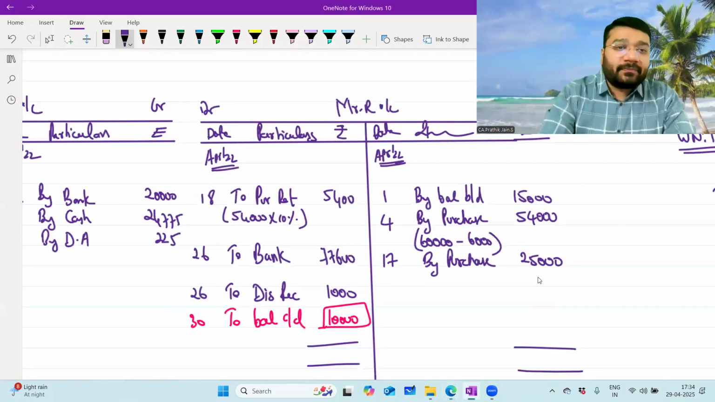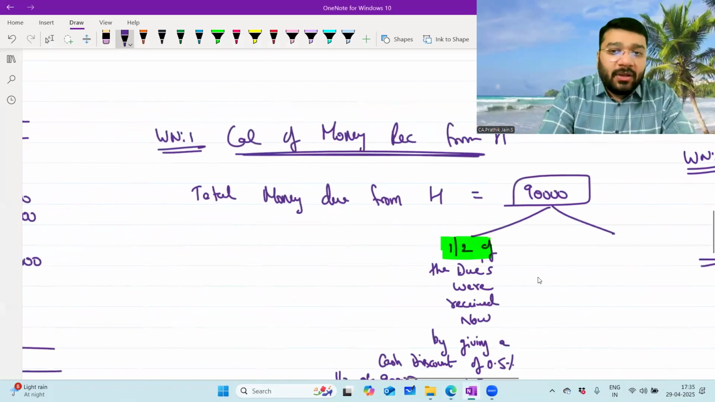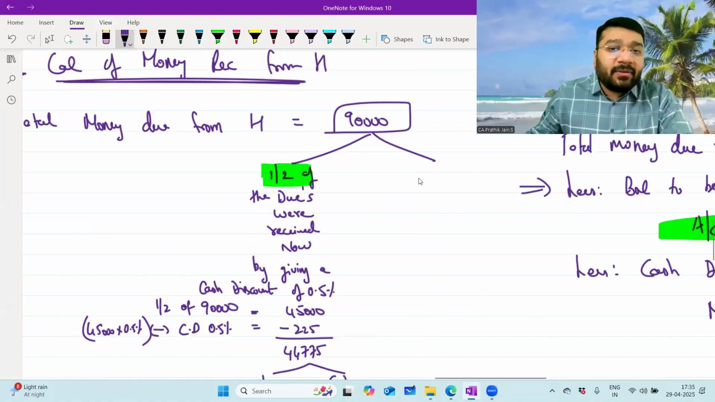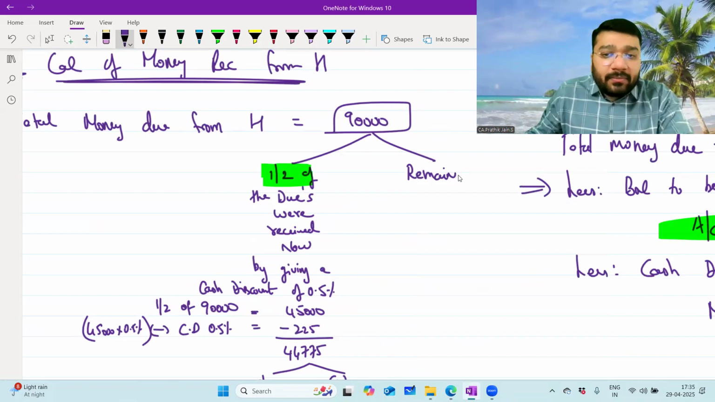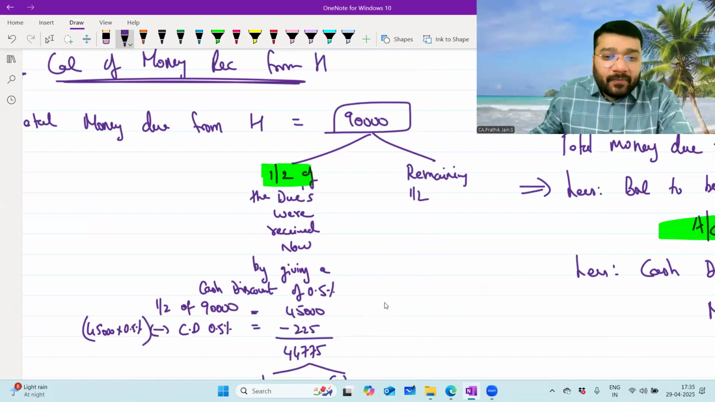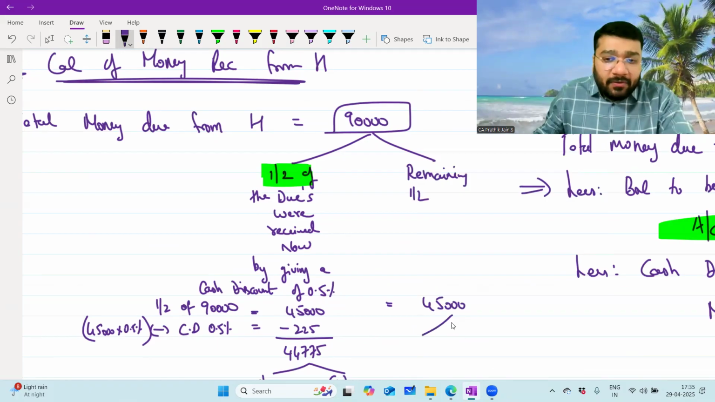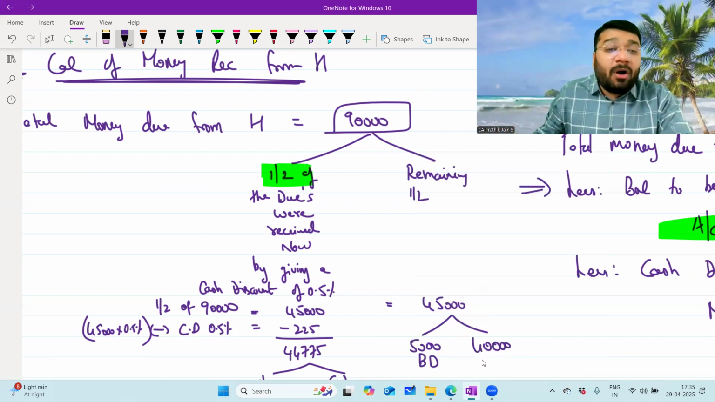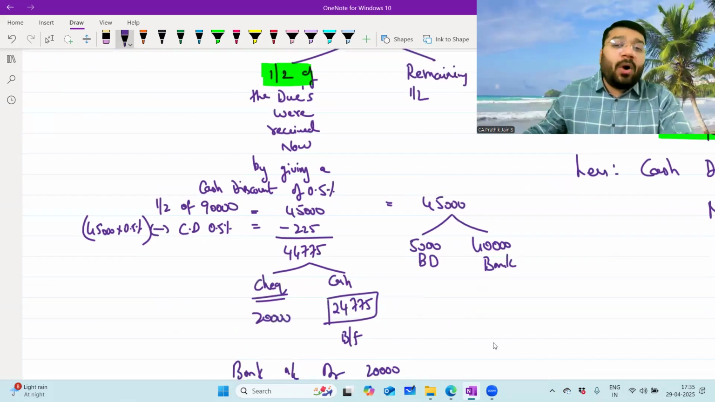Now, let's go to H's account. What is the balance of H's account? So come back here, 90,000 was the total money due from him. In that, half is cleared. So can I say remaining is how much? Remaining half. So remaining half is how much? 45,000. In that 5,000 is bad debt. How much money is received? 40,000 is received in the form of cheque. So the money is coming in the form of bank. Any problem? So now please tell me, what should be the entry for this?